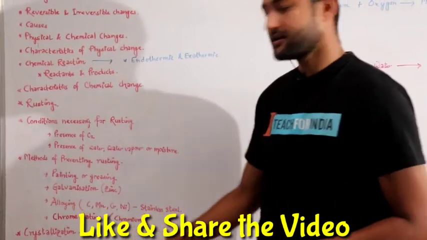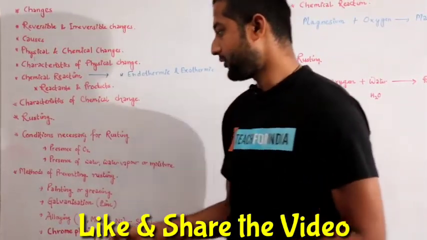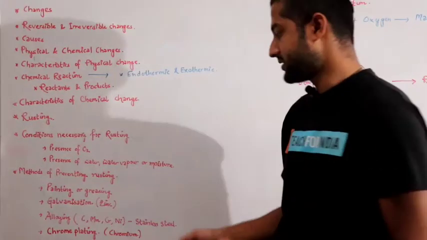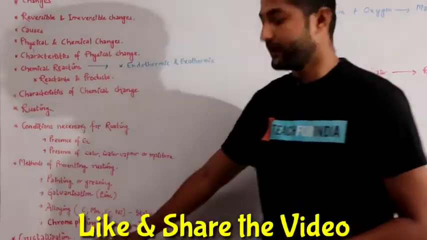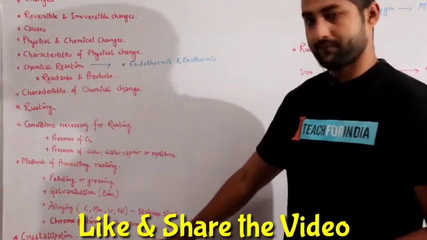Now the next one is chrome plating. Now what is chrome plating? Chrome plating is a type of prevention of rusting in which the metal object is coated with chromium. It is coated with an element named chromium.